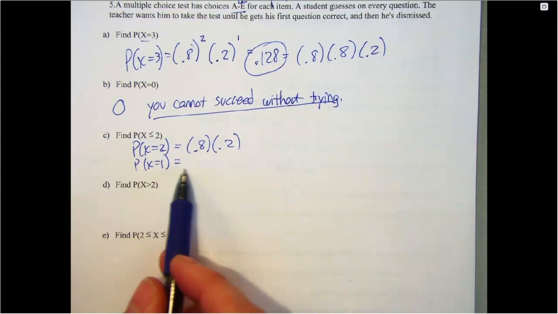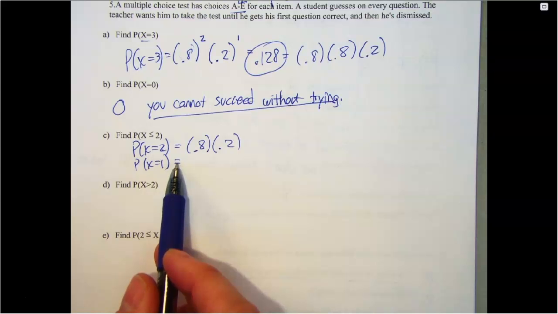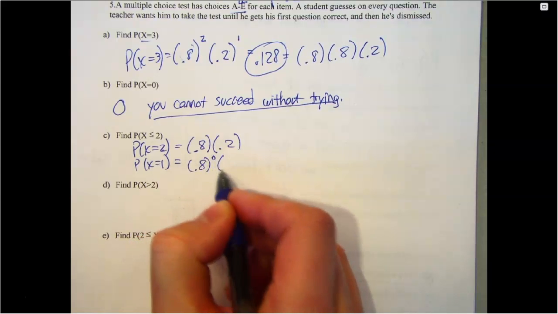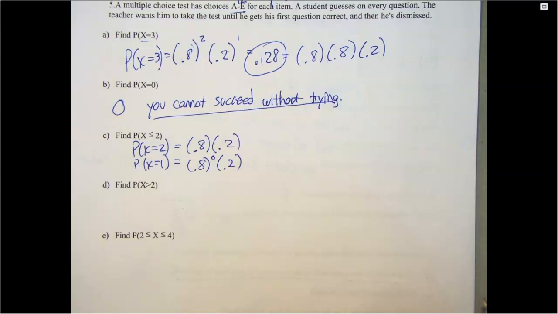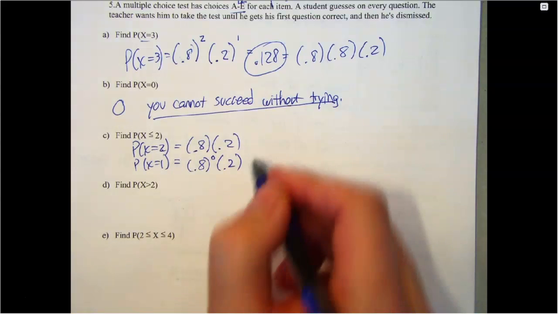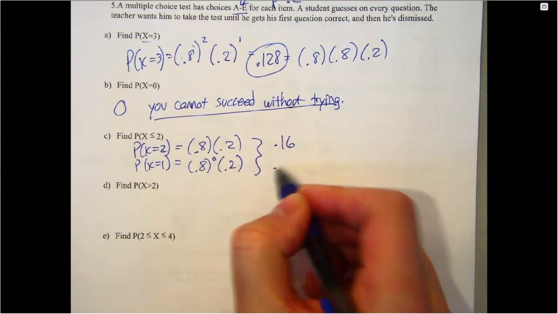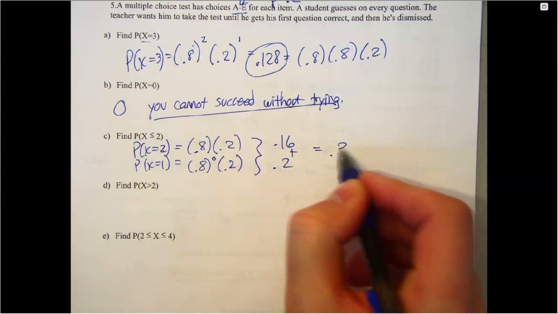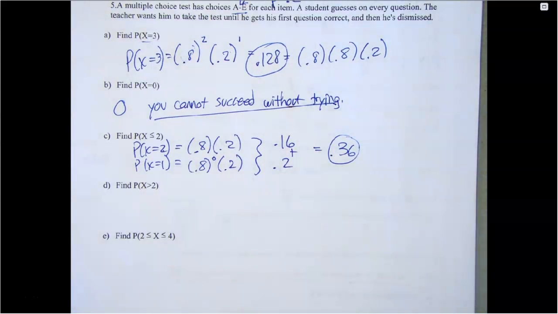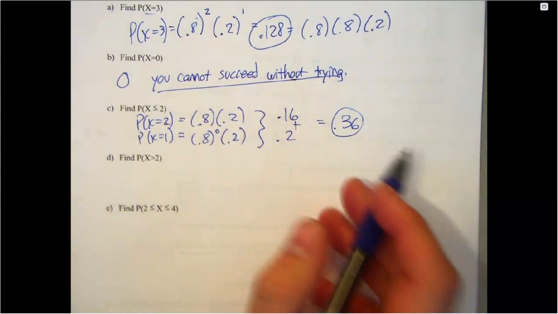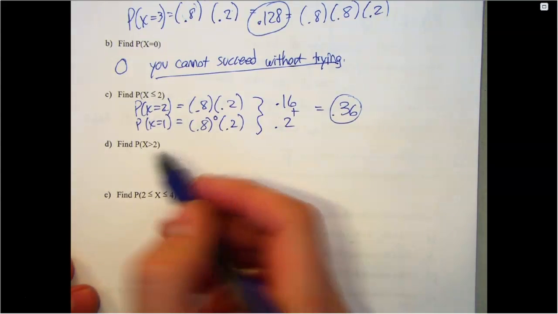And then probability x equals 1, if I got my first success on the first try, how many times did I fail? 0. So you can write 0.8 to the 0 if you want, but you can also just write 0.2. And then we have to add these up. So this is 0.16 plus 0.2 equals 0.36.